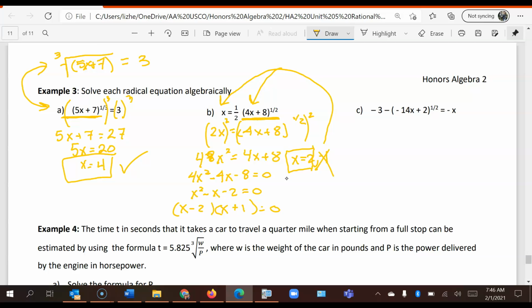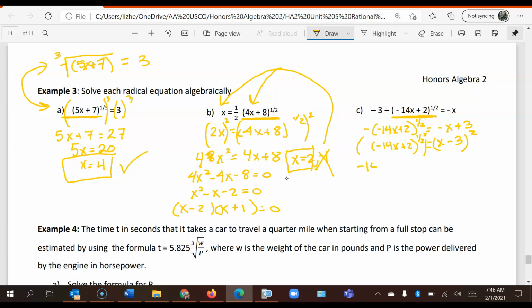Step 1, here is my exponential or radical expression. I need to isolate it. So I'm going to add 3, which means I have negative 14x plus 2 to the 1/2 equals negative x plus 3. And then I still want to get rid of that negative sign, which means I have negative 14x plus 2 to the 1/2 equals positive x minus 3. And now I will raise both sides to the second power.